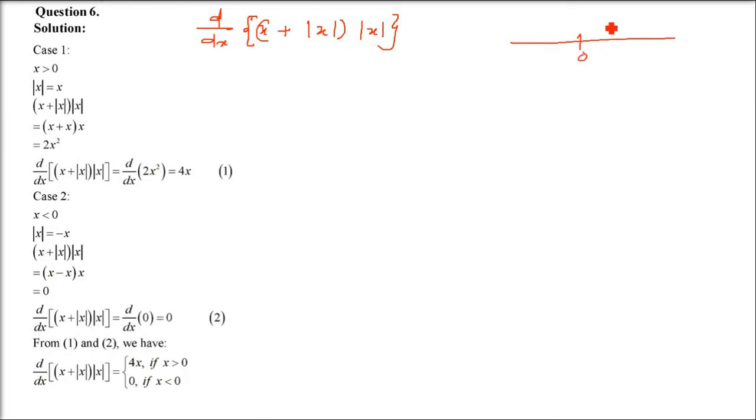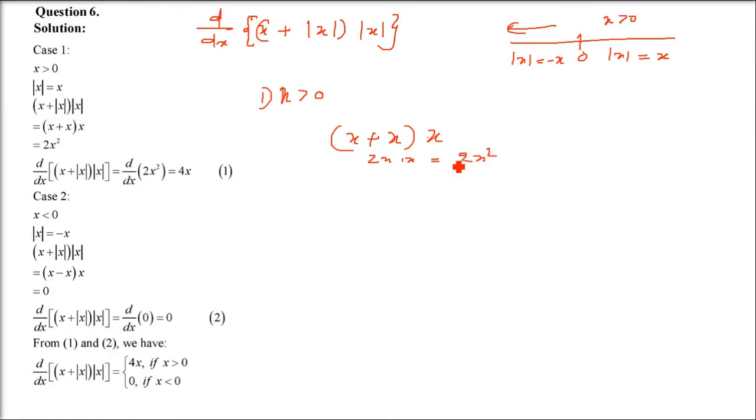So let me tell you again, this is 0. If x is greater than 0, then mod x will be positive x. When we are taking the negative side, mod x will be minus x. So first condition, when x is greater than 0, we'll put x everywhere as positive. That is, mod x will be replaced by x. So x plus x into x, so it will be 2x into x, 2x square.